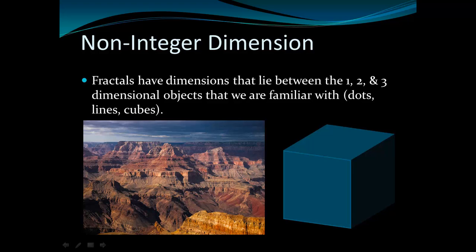So what do we mean by a non-integer dimension? Well, we're familiar with 1, 2, and 3-dimensional objects. These are dots, lines, cubes. Fractals have dimensions in between these whole numbers. For example, a mountain is not three-dimensional like a cube. It has no smooth surfaces or straight edges. But it's not flat like a line either. It exists between 2 and 3 dimensions.